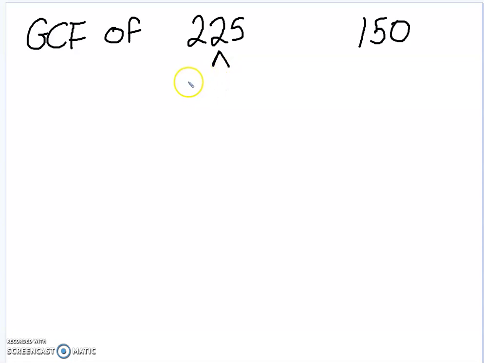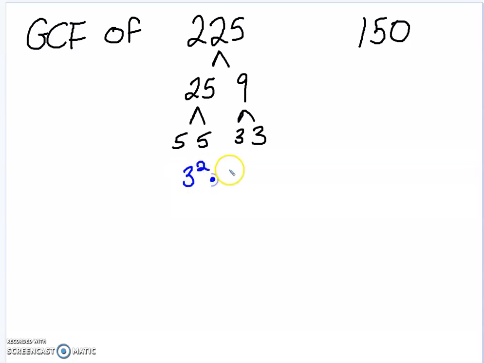So 225 is the same thing as 25 times 9. And then 25 is just 5 times 5. And 9 is 3 times 3. So I could rewrite this as 3 squared times 5 squared.